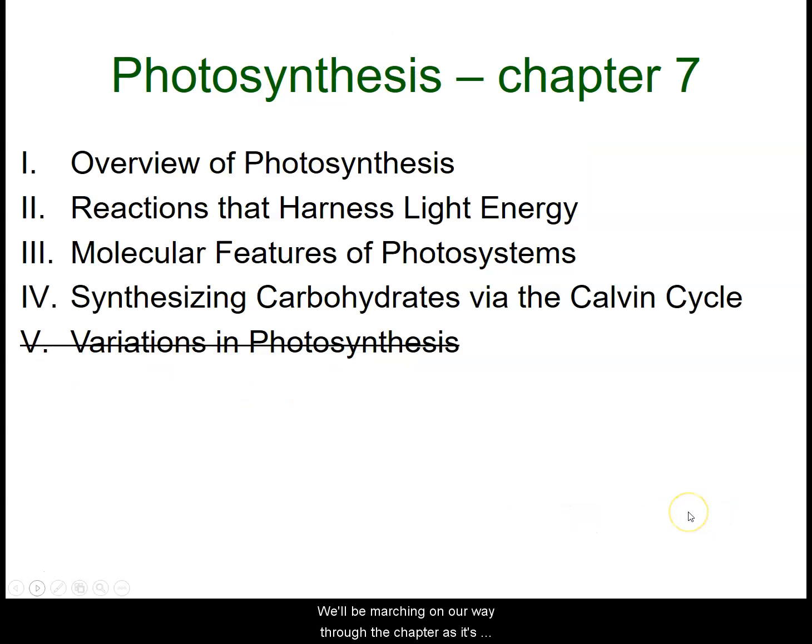We will be marching our way through the chapter as it's outlined, with the exception of section 7.5, which covers the variations in photosynthesis. You will not be held accountable for that information. So let's start by talking about the big picture of photosynthesis itself.